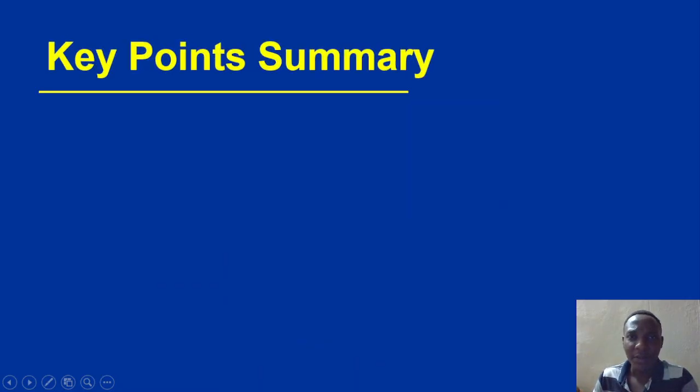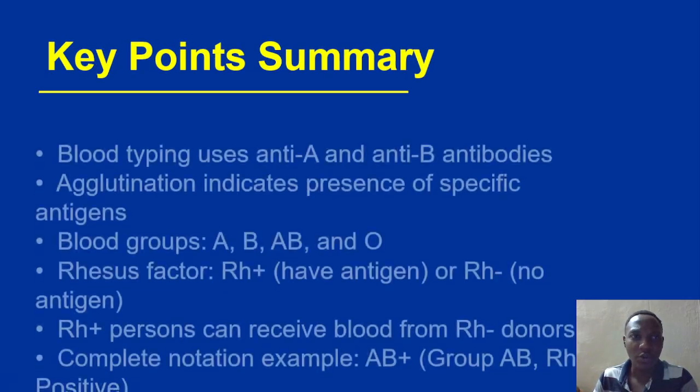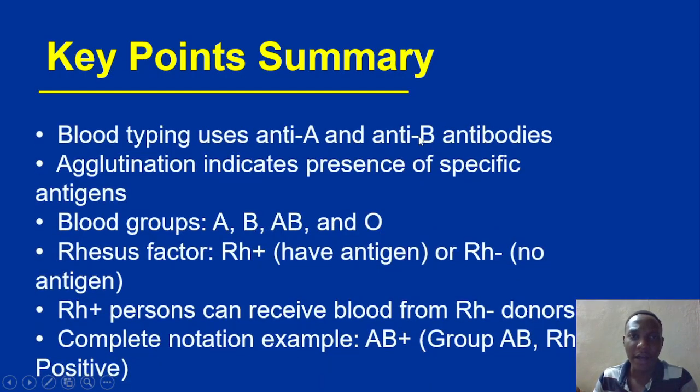Now, a summary of the key points we've covered in this session. Blood typing uses anti-A and anti-B antibodies. Agglutination indicates the presence of specific antigens. The blood groups are A, B, AB, and O. For the rhesus factor, Rh positive has the antigen and Rh negative has no antigen. Rh positive persons can receive blood from Rh negative donors. The complete notation, for example AB positive, means blood group AB, rhesus factor positive.